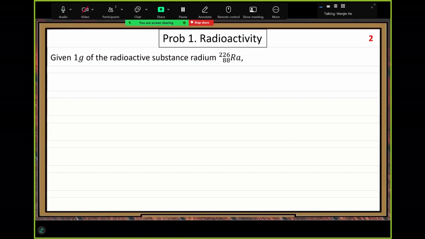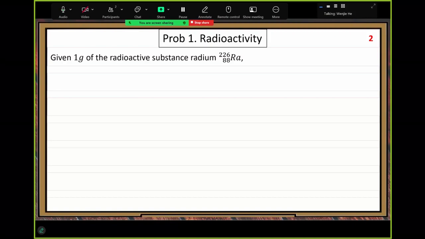Given 1 gram of the radioactive substance, radium, so the notation is this one. The radium notation. One of the isotopes of that radium substance.